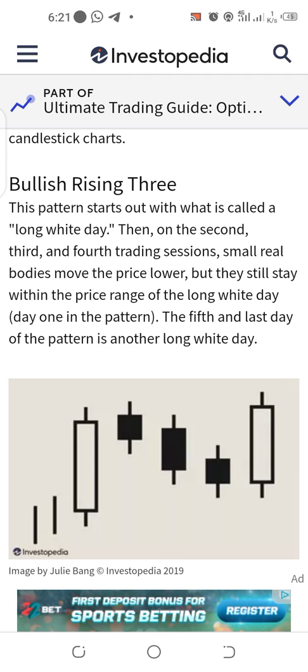The fifth and last day of the pattern is another long white day. Once this candlestick is formed like this, there is every tendency that the price is going to continue to go up. That is what it stands for. Bullish rising three.